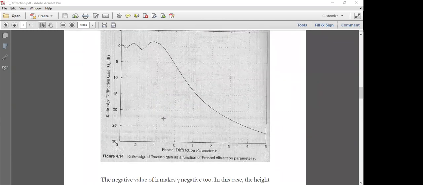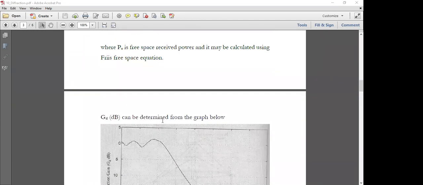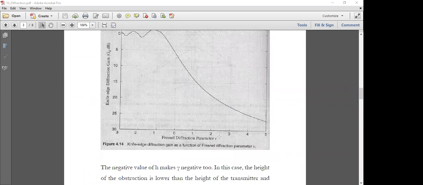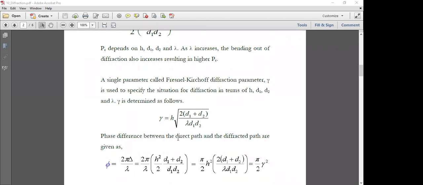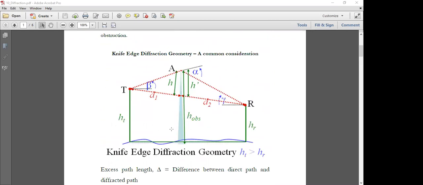Now see that nu is positive on this side. Above 0, we have positive values, but below 0, nu has negative values, right? So how can nu be negative? Any idea? So H must be negative, since there is a root and nu is negative. What do you mean by negative H?